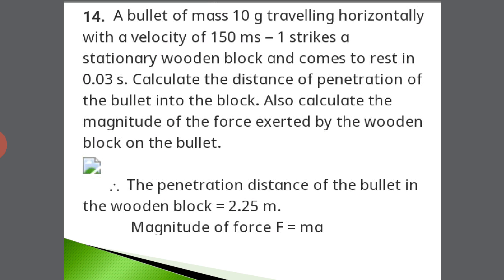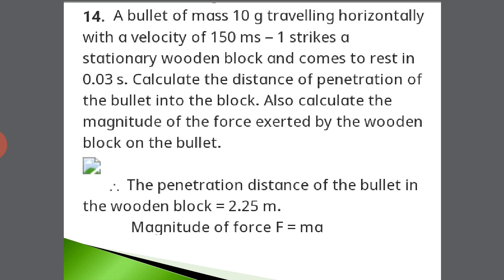A bullet of mass 10 gram traveling horizontally with the velocity 150 meter per second strikes a stationary wooden block and comes to rest in 0.03 seconds. Calculate the distance of penetration of the bullet into the block. Also calculate the magnitude of the force exerted by the wooden block on the bullet. Got it? The penetration of the bullet in the wooden block is 2.25 meter.